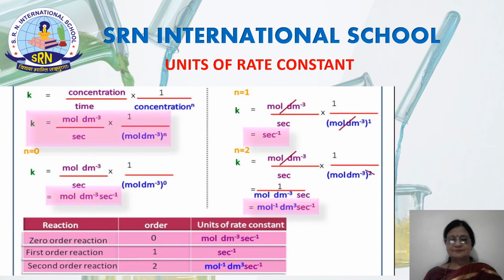Units of rate constant. From the rate expression, we can find out the units of rate constant for zero order, first order, and second order reactions. So after derivation, with different orders of the reaction, we can obtain the units of rate constant as follows. For a zero order reaction, the units of rate constant is found to be mole per decimeter cubed per second. For a first order reaction, the units of rate constant is found to be per second, and for a second order reaction, it is per mole decimeter cubed per second.